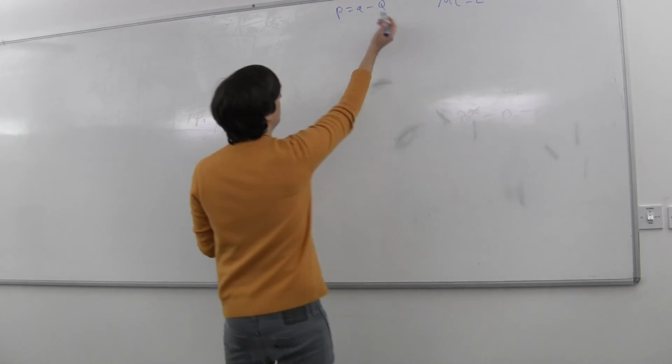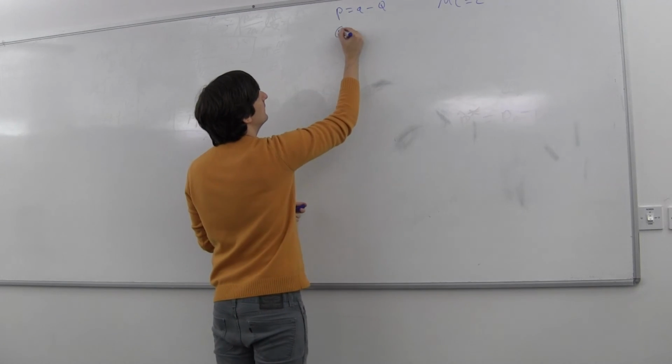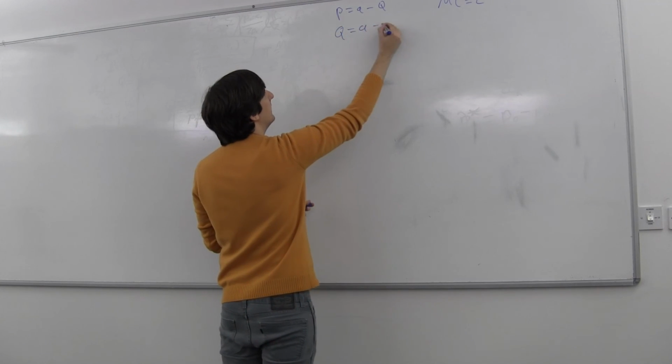It's easier to work with the other demand curve. So P is A minus Q, so Q is A minus P.